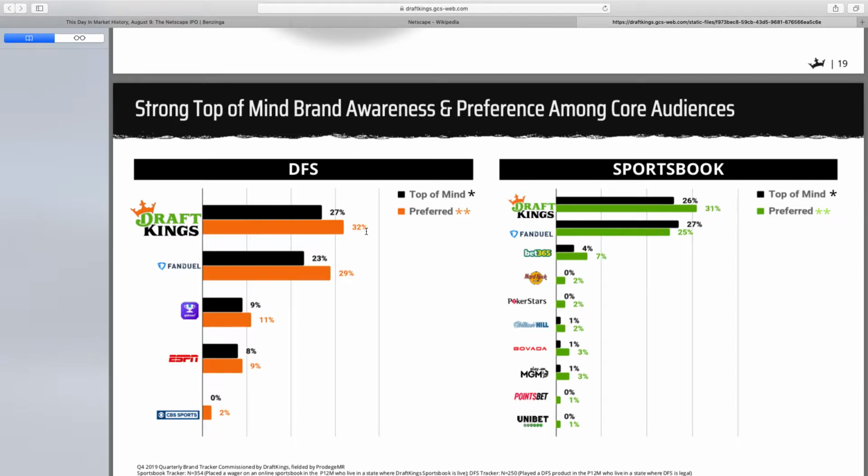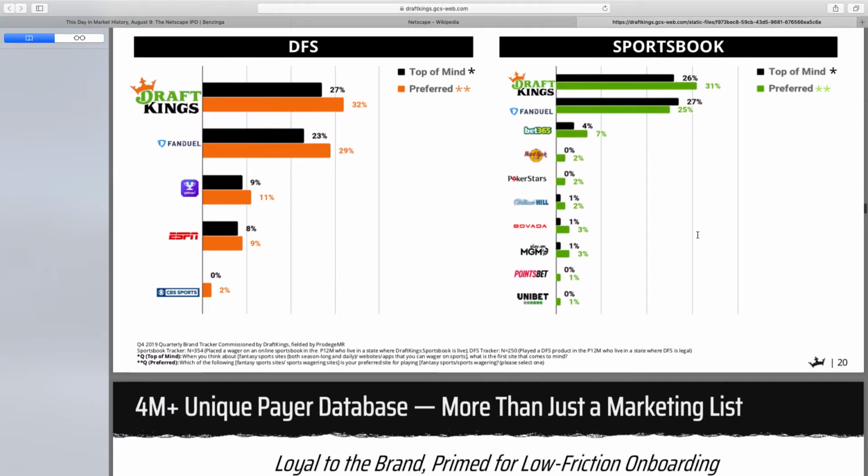What do they prefer when surveyed? 32% of people preferred DraftKings versus 29% for FanDuel. And for sportsbooks, top of mind is 26% for DraftKings and 27% for FanDuel, so you've got to give the edge there to FanDuel. But the preferred one so far is DraftKings, 31 to 25%. So why does any of this matter?